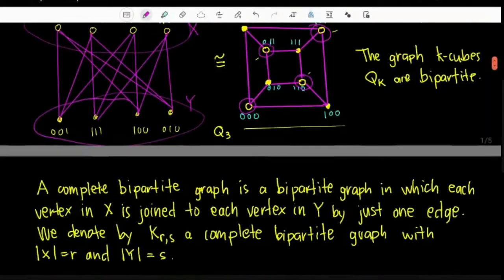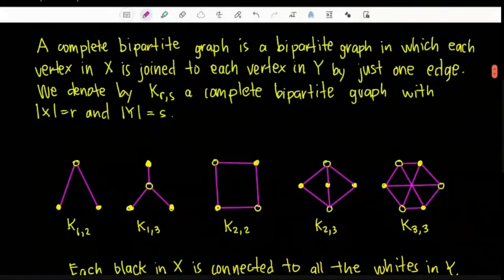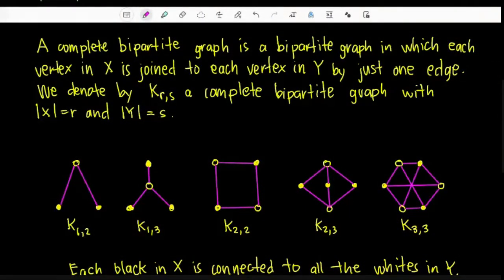Now, a complete bipartite graph is a bipartite graph in which each vertex in X is joined to each vertex in Y by just one edge. We denote by K_{r,s} a complete bipartite graph with the number of vertices in X equal to r and the number of vertices in Y equal to s.